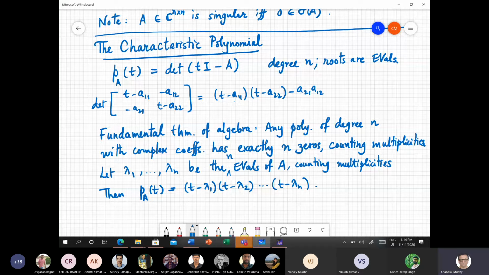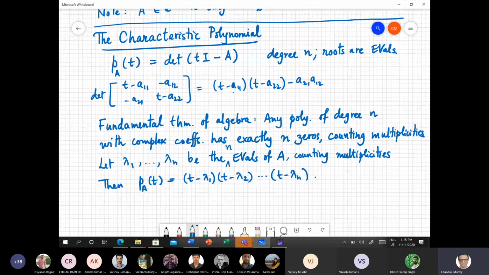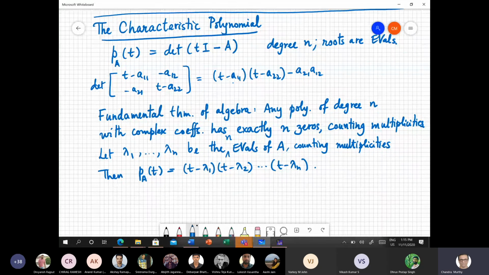And similarly, if I take the constant term here, that's the product of these eigenvalues. The constant term will be obtained by setting t equal to 0 in this p_A of t, and so the constant term is nothing but the determinant of the matrix A. So the product of the eigenvalues equals the determinant, and the sum of the eigenvalues equals the trace of the matrix.